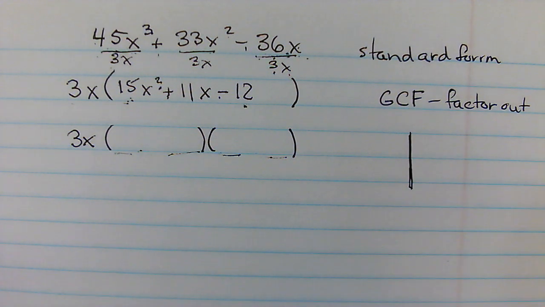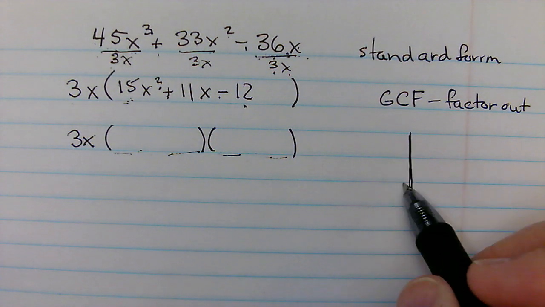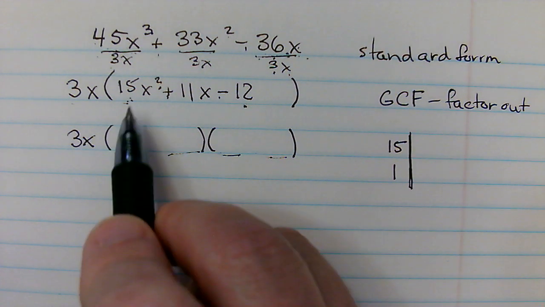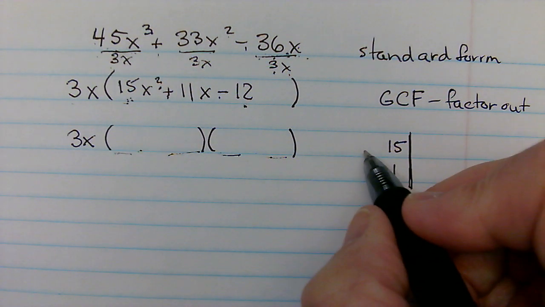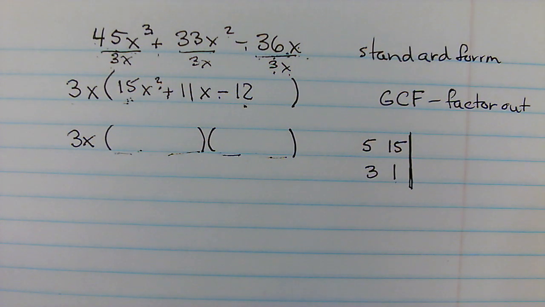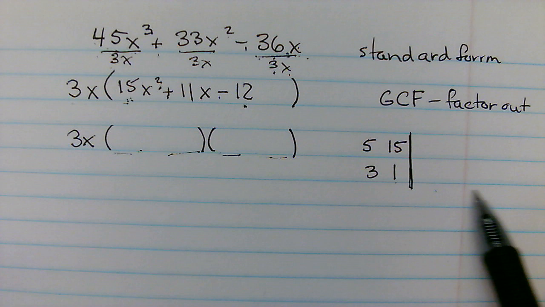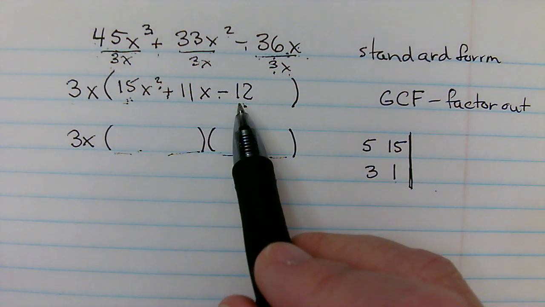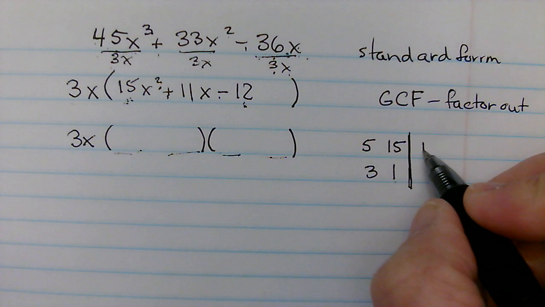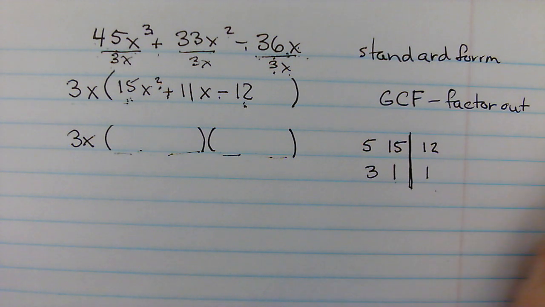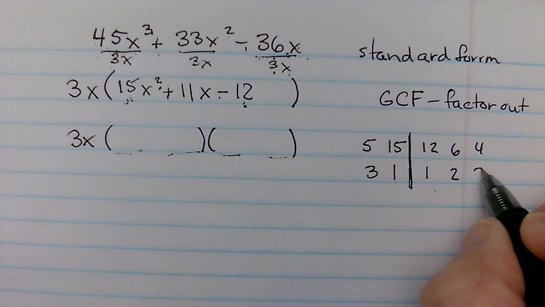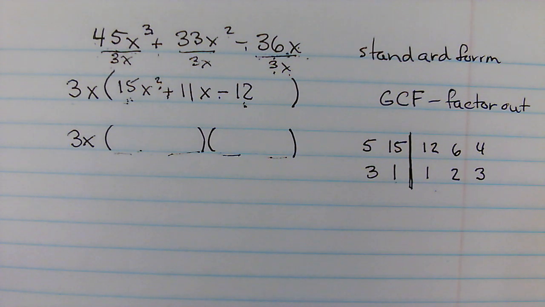So to think of all the possible factors, I draw a line, and on the left side I put the factor pairs for 15, the leading coefficient. So 15 and 1, or 5 and 3, and that's all the factor pairs for 15. On the right side of that line I put the factor pairs for 12. I'm not paying any attention to the sign right now. So that would be 12 and 1, or 6 and 2, or 4 and 3. And that's all the possible factor pairs for 12.